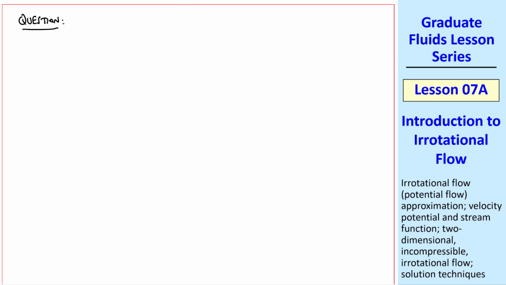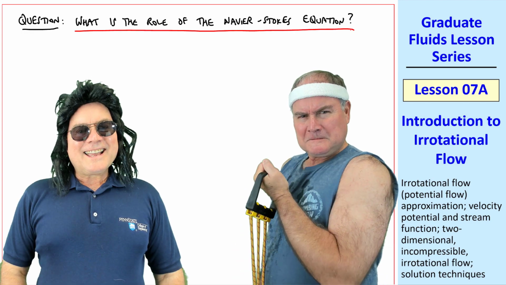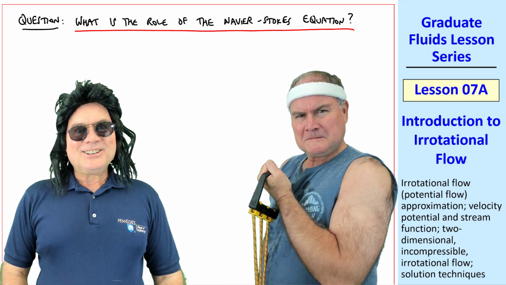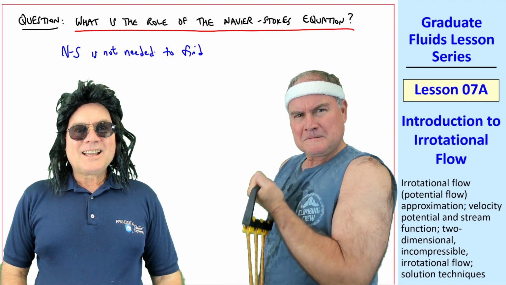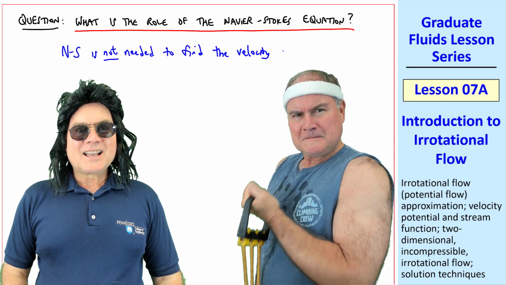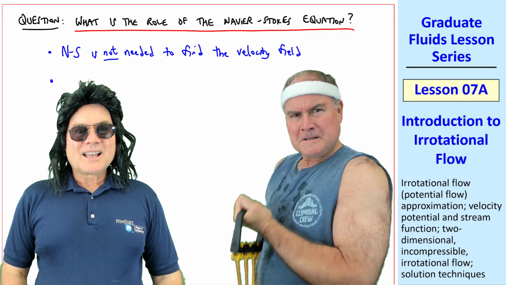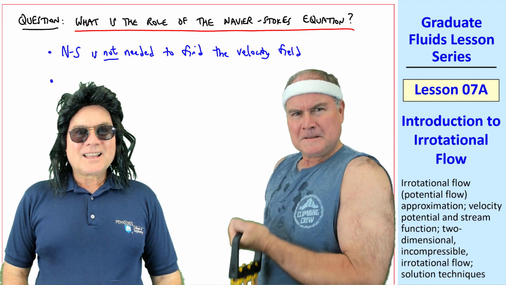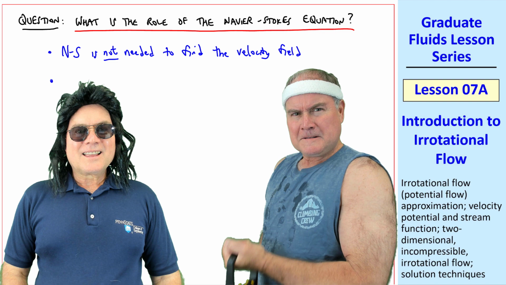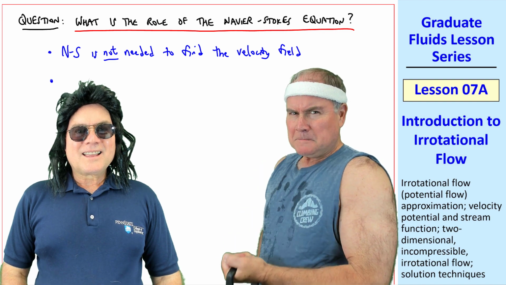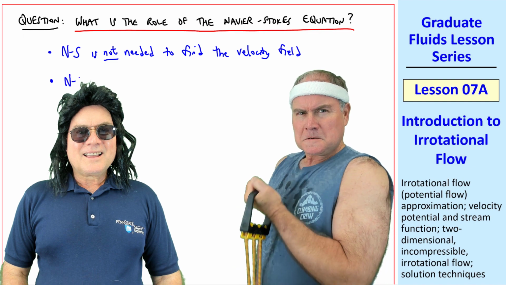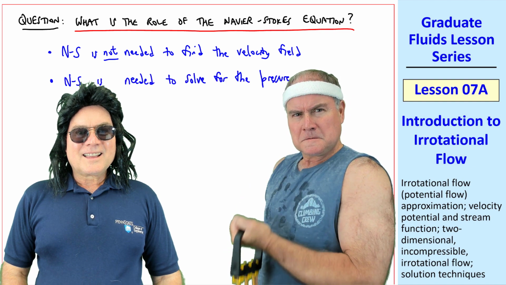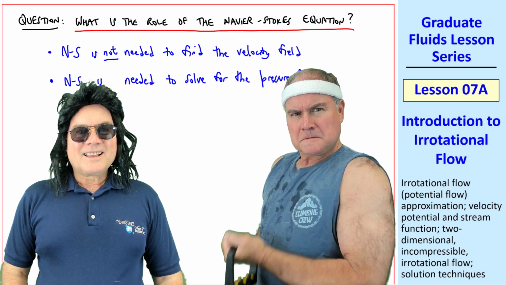Here's a question then. What is the role of the Navier-Stokes equation? I guess we don't need it then, dude. Well, Joe, that's true for the velocity field. Navier-Stokes is not needed to find the velocity field, but sometimes we need more than just velocity. What else do we often solve for? I think it might be needed to solve for the pressure. That's right, Arnold. Navier-Stokes is needed to solve for the pressure field.